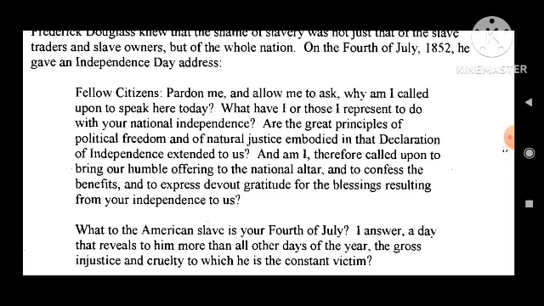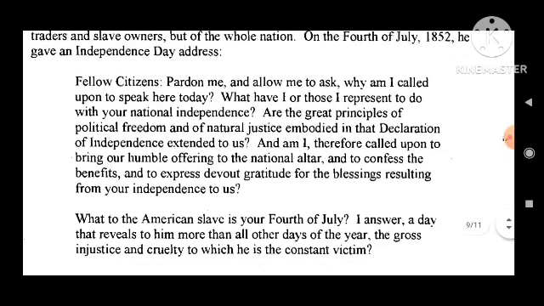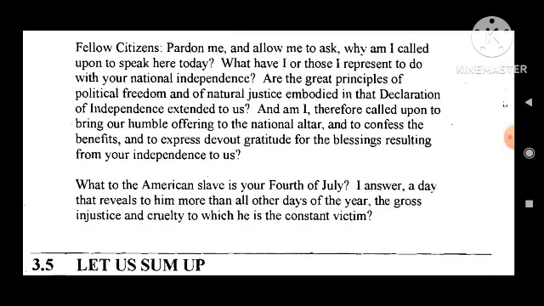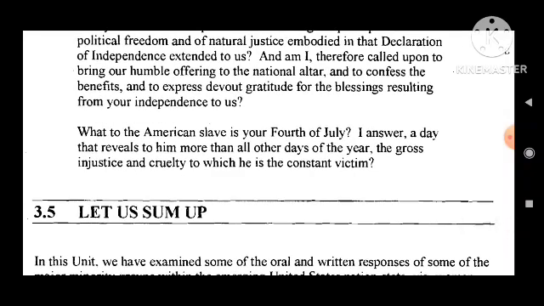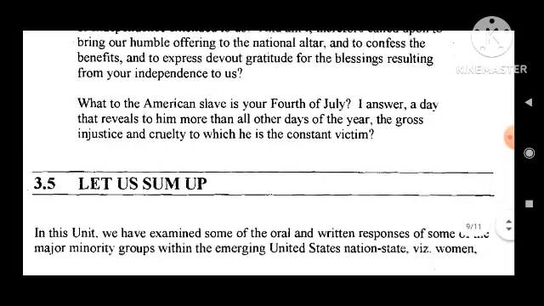And am I therefore called upon to bring our humble offering to the national altar, and to confess the benefits and to express devout gratitude for the blessings resulting from your independence to us? What to the American slave is your 4th of July? I answer, a day that reveals to him more than all other days of the year the gross injustice and cruelty to which he is the constant victim.